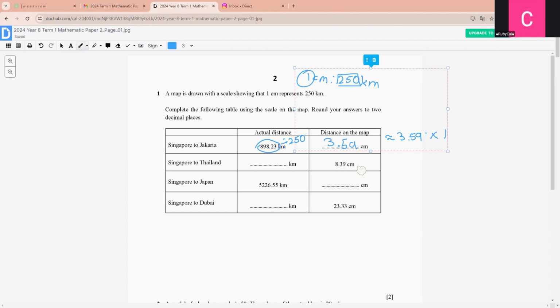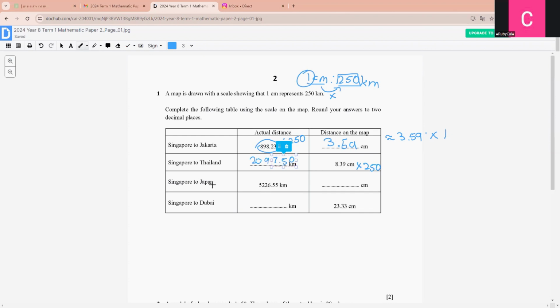So next question, from Singapore to Thailand, the distance on the map is 8.39 centimeters. Find the actual distance. So just now we divided by 250, and now because we're using the centimeters, we have to multiply by 250. So after we multiply this by 250, that will give us about 2,097.50 kilometers when you round it to 2 decimal places.